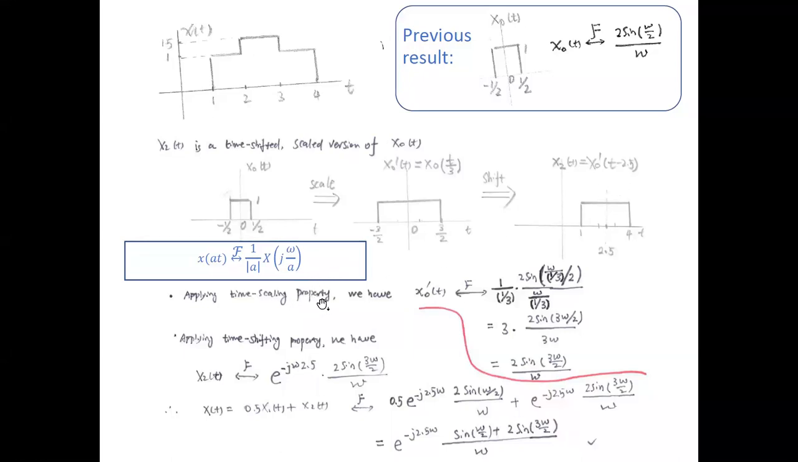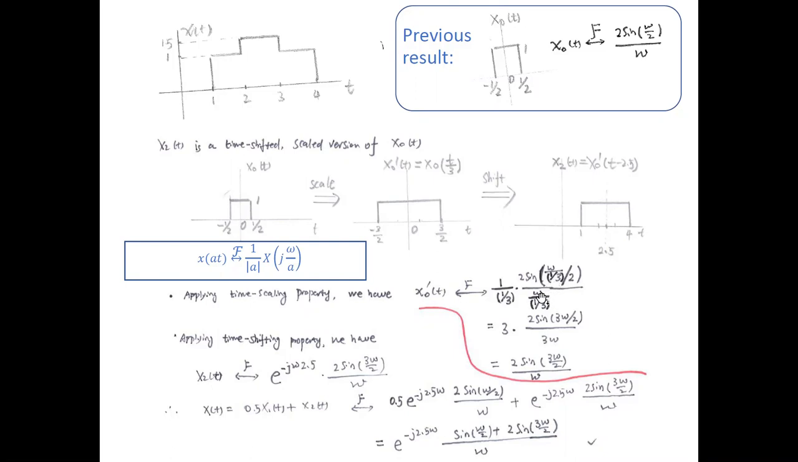Here, for the first step, the time scaling, we can apply this property with a equal to 1/3. So the 1/|a|, which is 1/(1/3), means the 1/3 is put on the denominator. And inside the capital X, we are replacing the Fourier transform of the original signal. We are replacing the ω inside it with ω divided by a. So the Fourier transform of the original signal is this. Now we replace ω with ω divided by a, where a is 1/3, again 1/3 in the denominator.